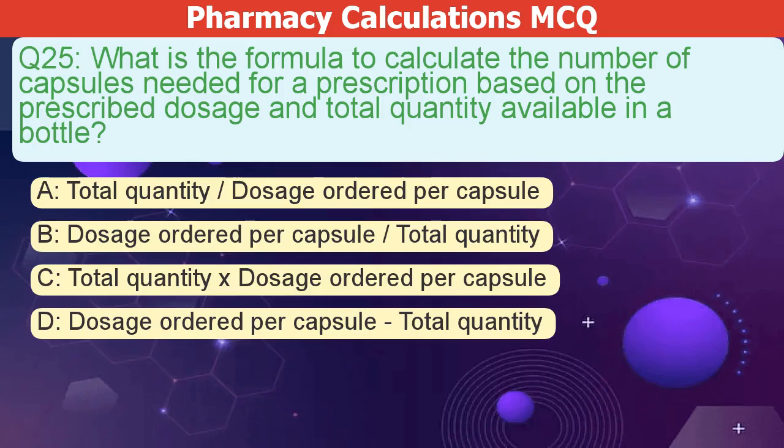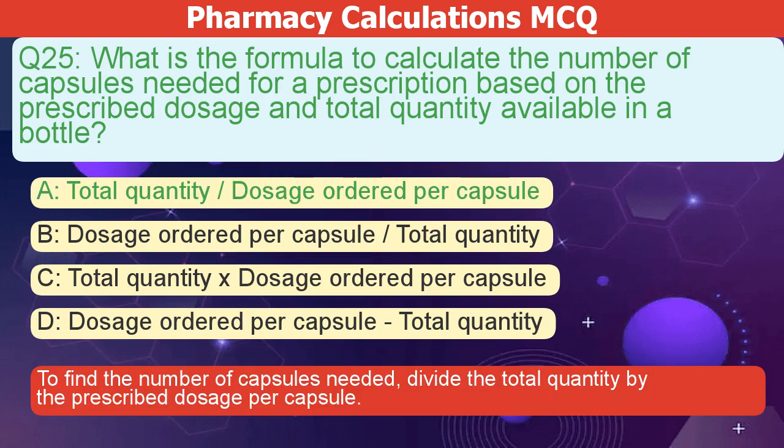What's the formula to figure out how many capsules are needed for a prescription? We know the prescribed dose and the total number of pills in the bottle. A. Total quantity divided by dose per capsule. B. Dose per capsule divided by total quantity. C. Total quantity multiplied by dose per capsule. D. Dose per capsule minus total quantity.